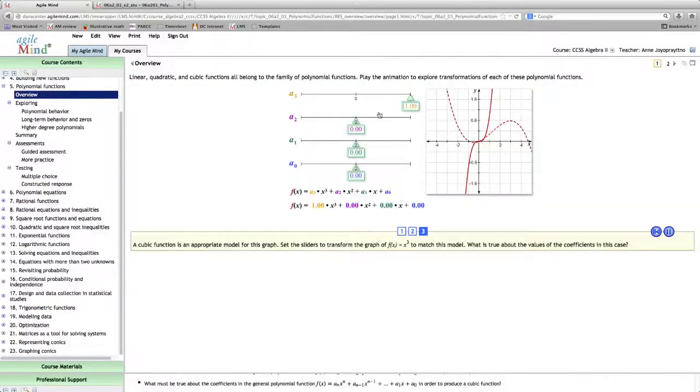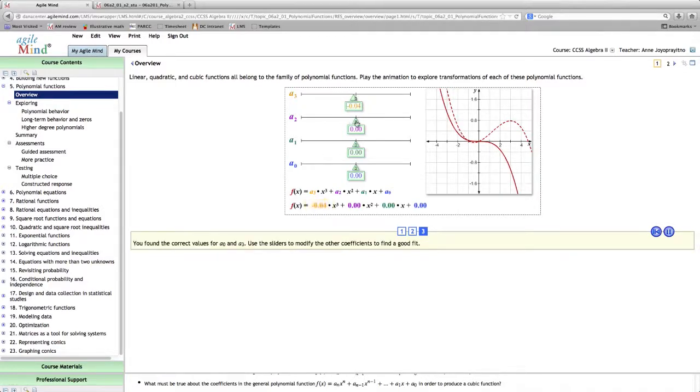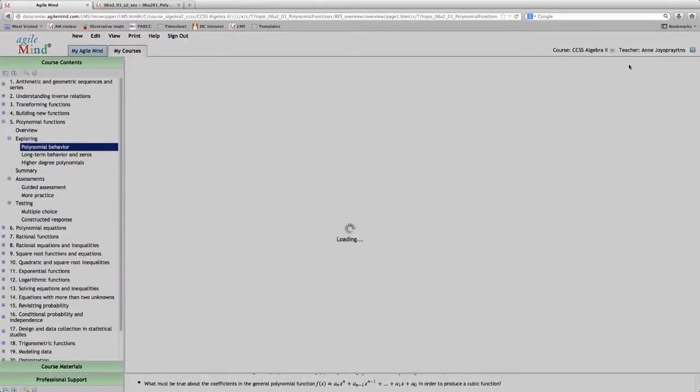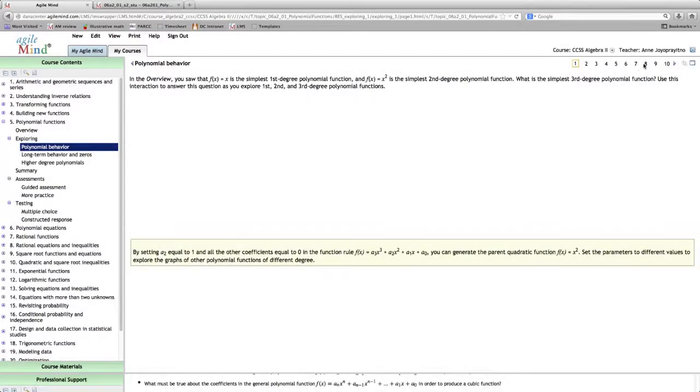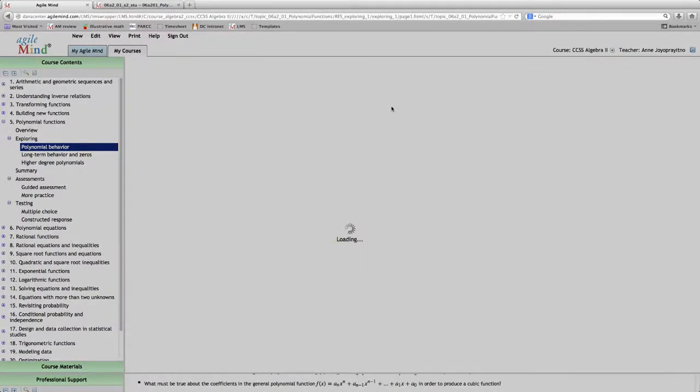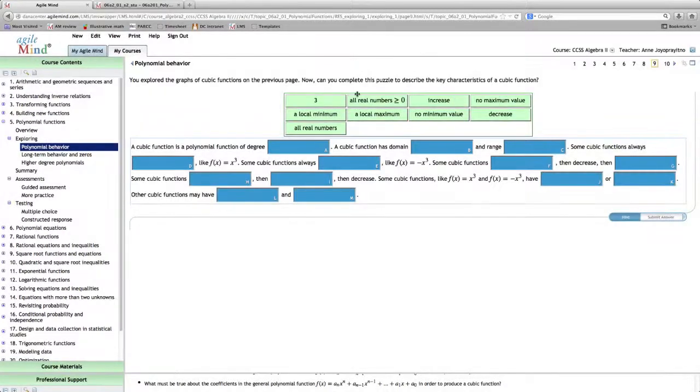So let's take a look at this topic, polynomial functions. This topic builds on previous work with linear, quadratic, and cubic functions in the previous topic to help students make sense of the behavior they see in the larger family of polynomial functions. In the first exploring, students analyze the key features of the graphs of polynomial functions. Students attend to precision of language in the way that they describe the graph of a function.